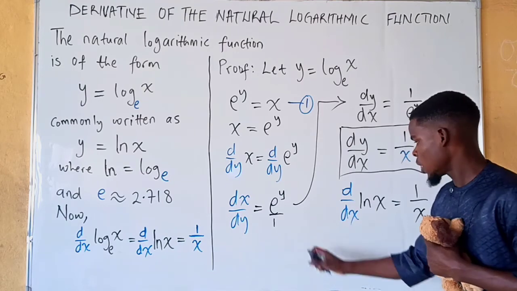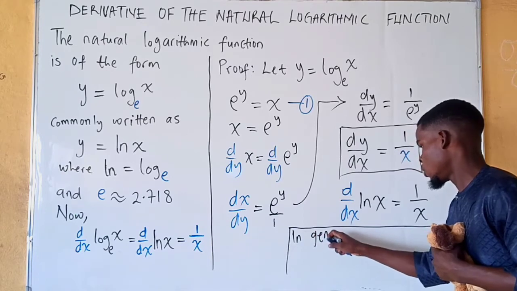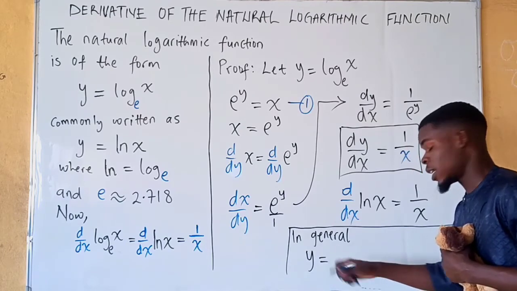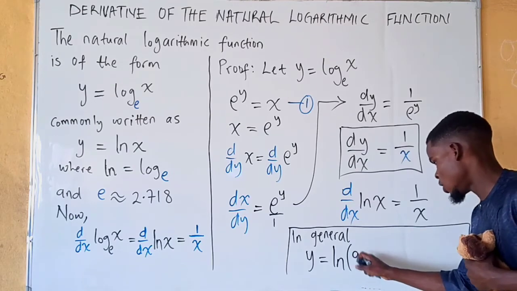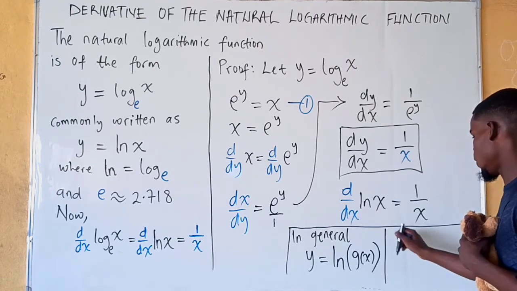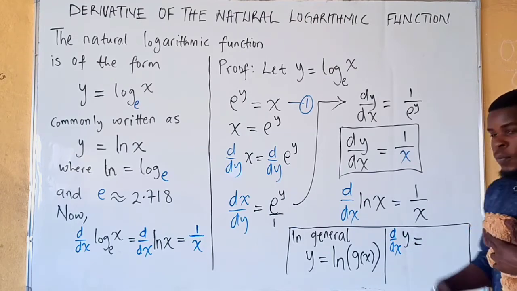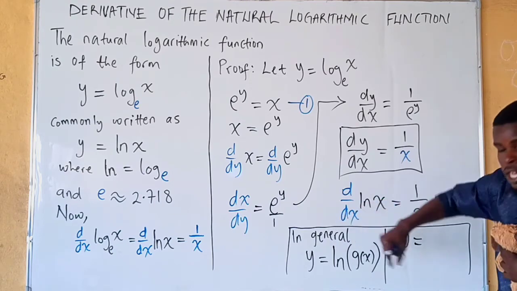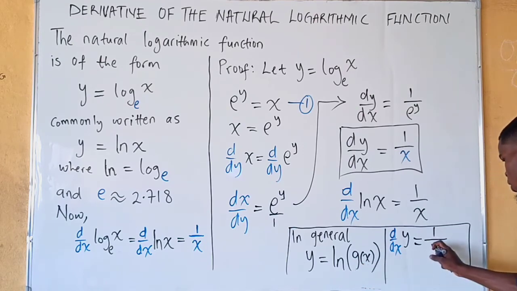Good. Okay, let me give a little note here. Now, in general, when we have a function, let's say y, to be the natural logarithm of some function of x, so I'm going to put down here g of x, where g of x could be any function of x, then the derivative of that function with respect to x is going to be, well, when we have natural logarithm of something, differentiating that, we'll have 1 over that thing, which is just g of x here.